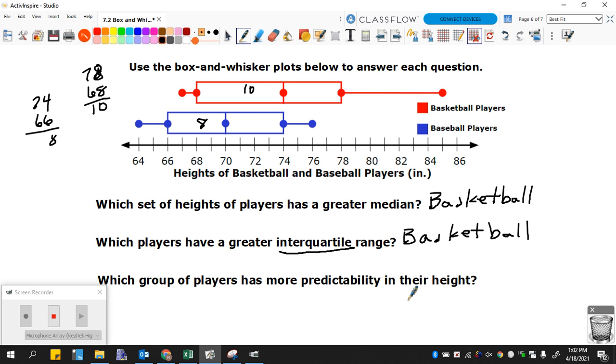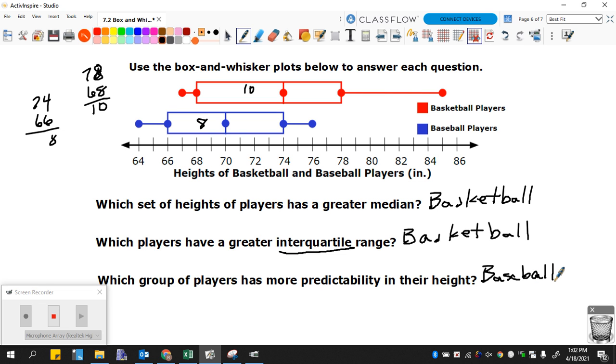Then it asks which group of players has more predictability in their height. Well, if you think about this, the predictability is the one that has the smallest variance between the heights. Well, and that would be your baseball players, okay, because it has the smallest variance between their heights, okay. All right, let's do another one.